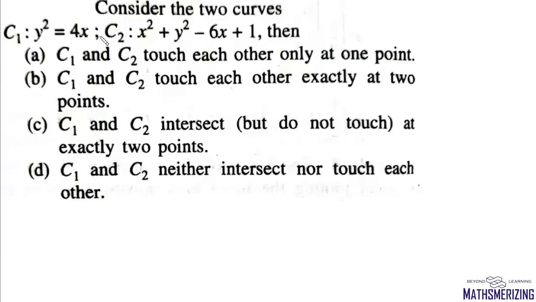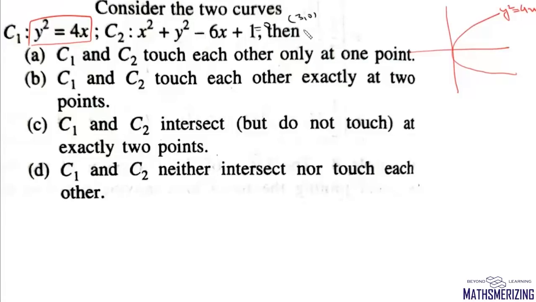And if m1 is equal to m2, then we'll say these two curves touch each other. Say, for example, consider the two curves: y square equals 4x, so we have this parabola, and then we have this circle, which is x square plus y square minus 6x plus 1 equals 0. The center is at 3, 0, and the radius will be simply 2 root 2. So it will be some circle. Now we need to find whether these two curves touch each other or intersect at different points.